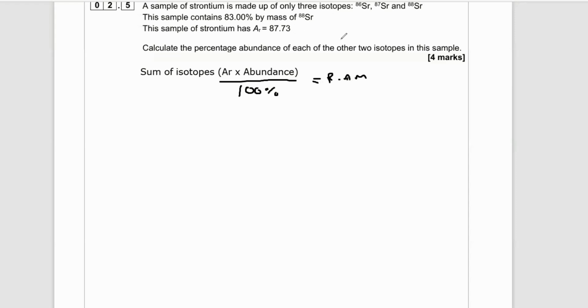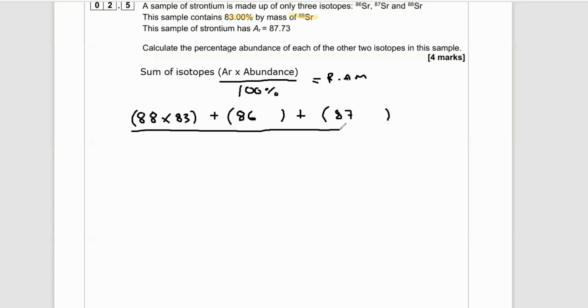Here they've actually given us the RAM, but they've left us without the abundance of 2 of the isotopes and they want us to work that out. So what do we do? Well, we say, well, the sample contains 83% by mass of strontium 88. So therefore we know that one of our calculations that's over the total abundance is going to be 88 times 83. So mass times abundance. And then we have the mass of 86 times whatever it's going to be, and the mass of 87 times whatever the unknown abundance of 87 is.